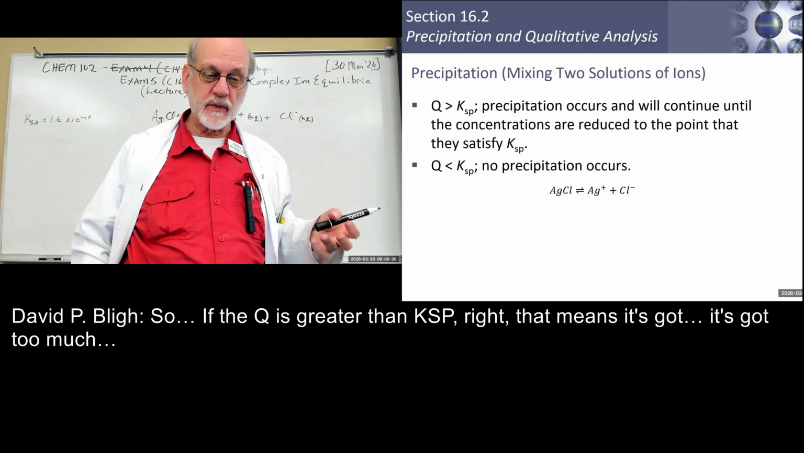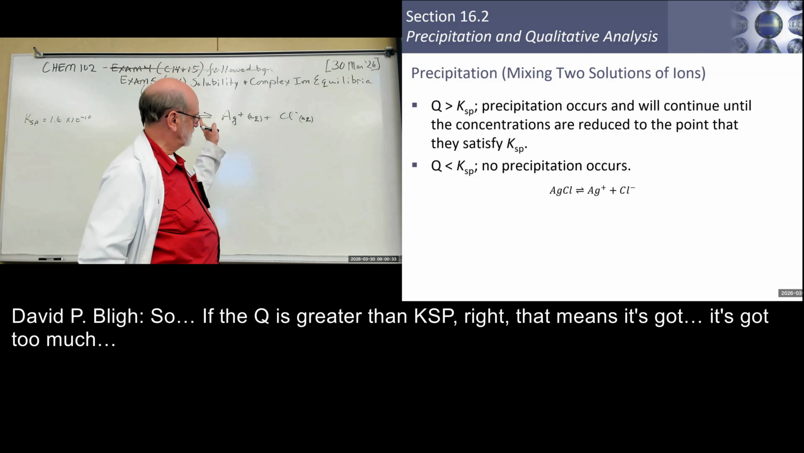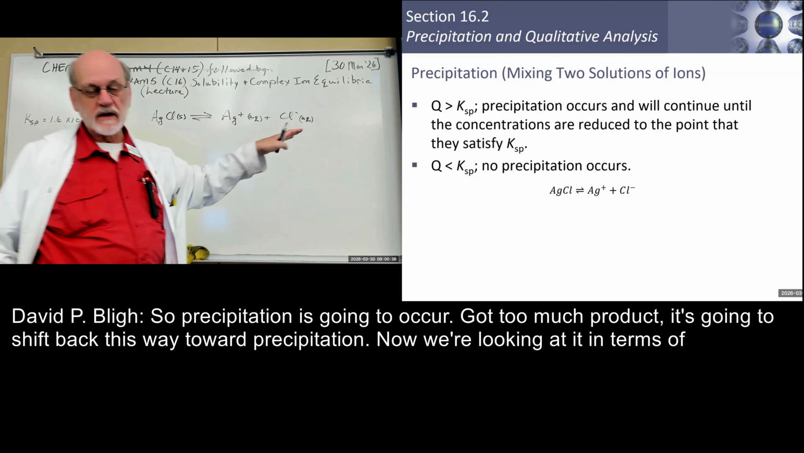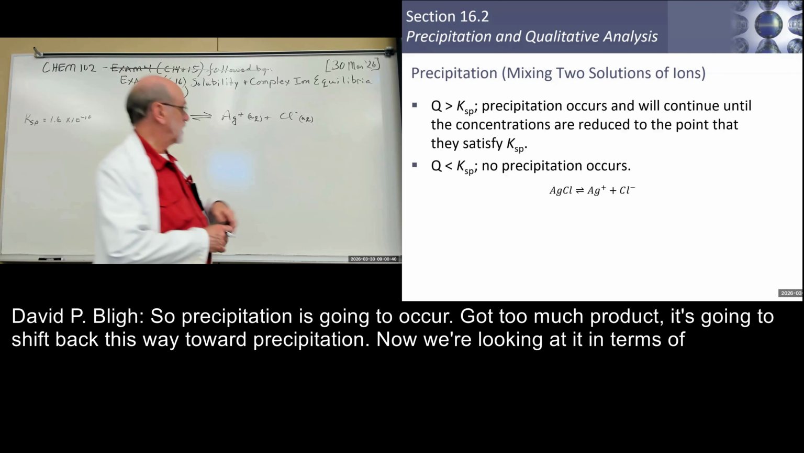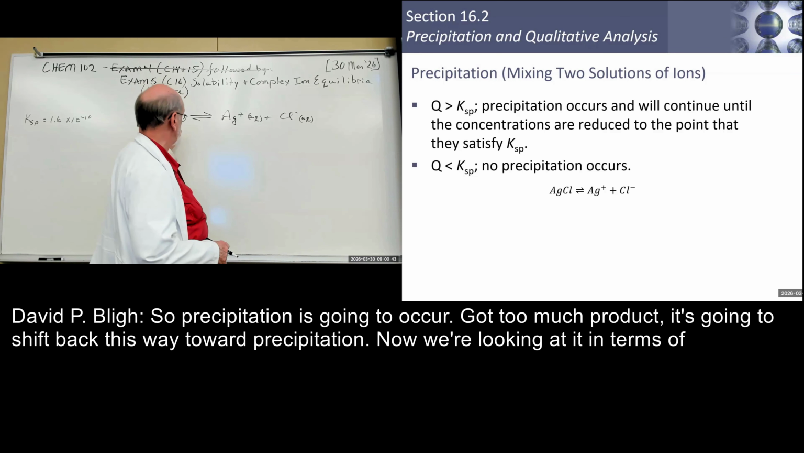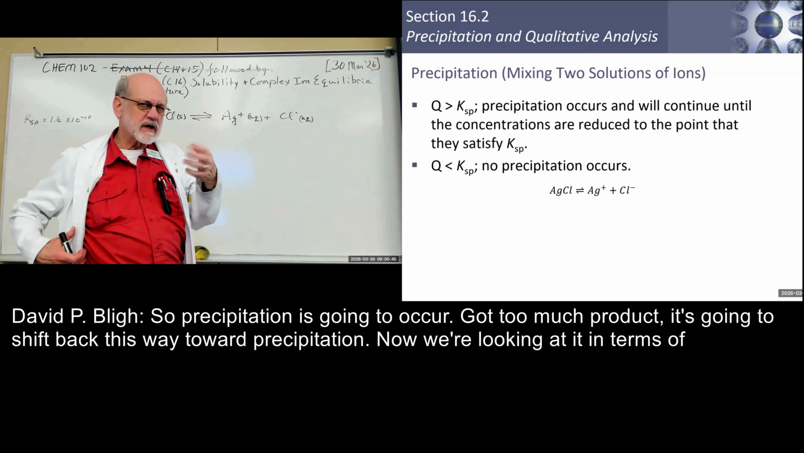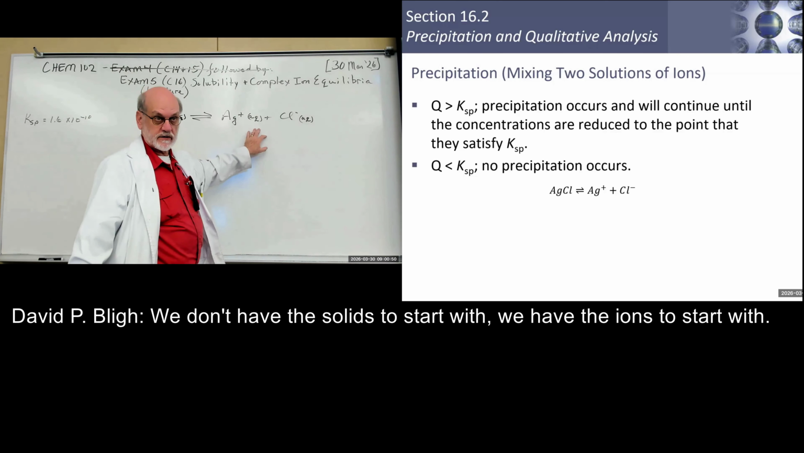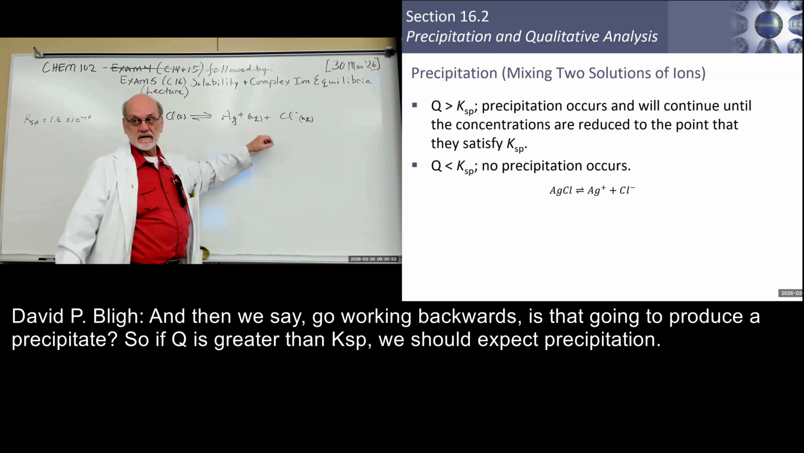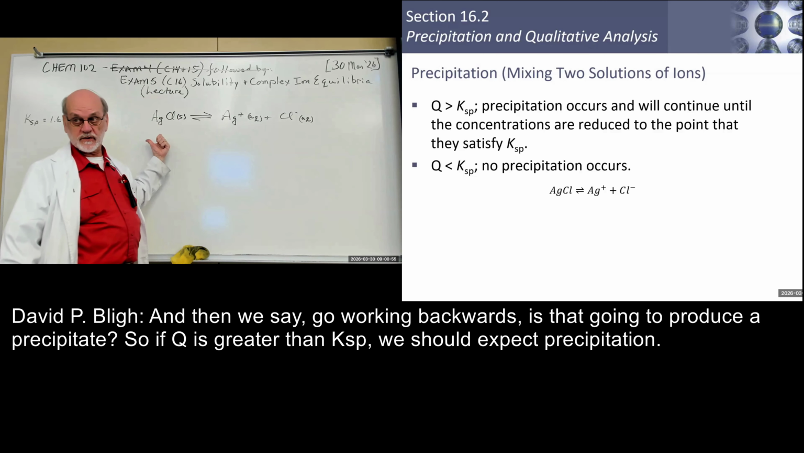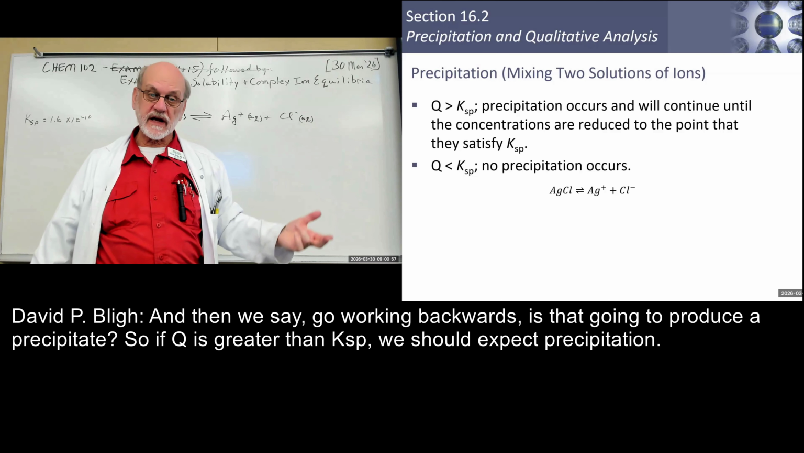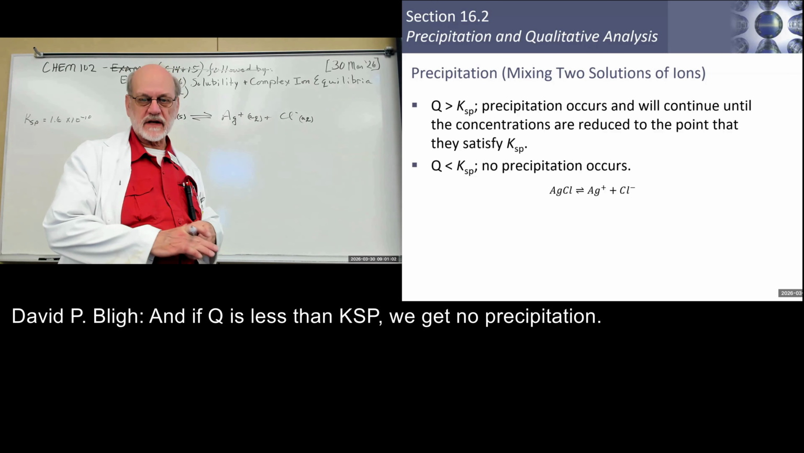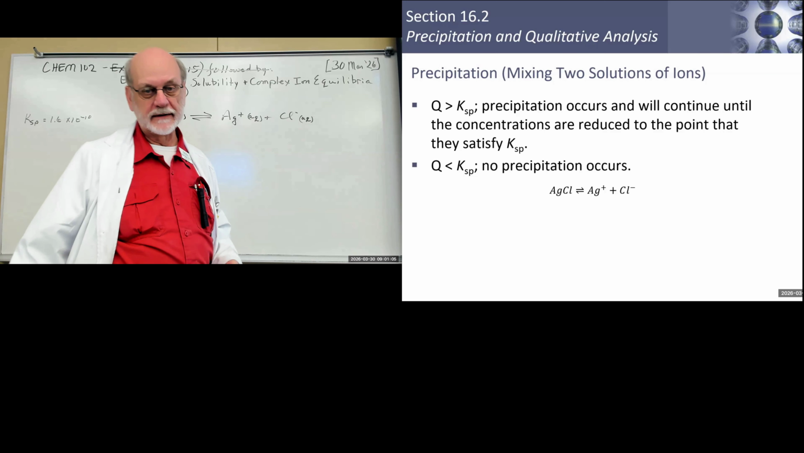So if the Q is greater than KSP, that means it's got too much product, so precipitation is going to occur. Got too much product, it's going to shift back this way toward precipitation. Now we're looking at it in terms of, we don't have the solid to start with, we have the ions to start with. And then, working backwards, we ask, is that going to produce a precipitate? So if Q is greater than KSP, we should expect precipitation. And if Q is less than KSP, we get no precipitation.